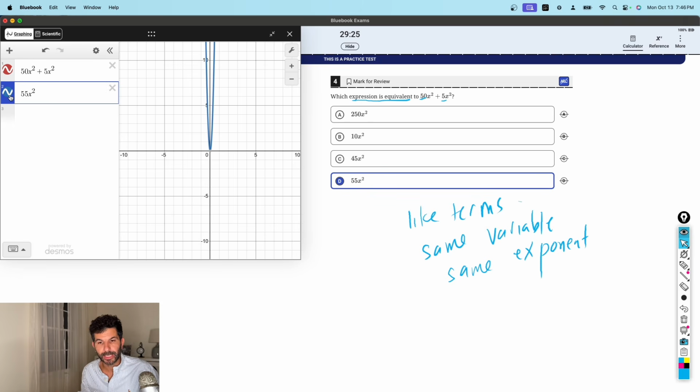So if you just deselect the blue, it'll go right on top of the red, or the red will show rather. So you know that's a perfect fit, and you know that visually, graphically, that's correct. And then obviously algebraically, just adding those like terms, that would be correct as well.